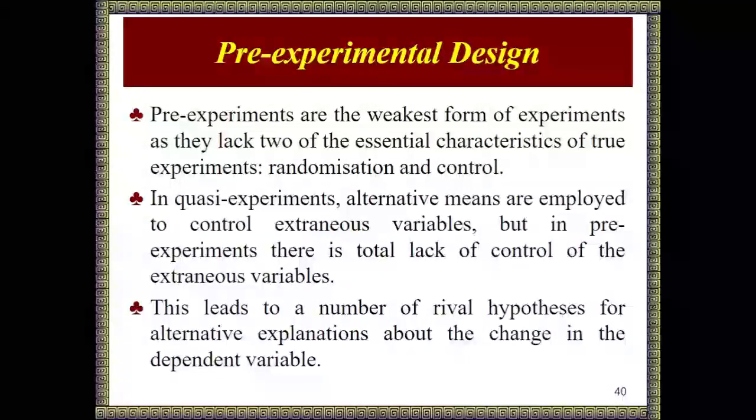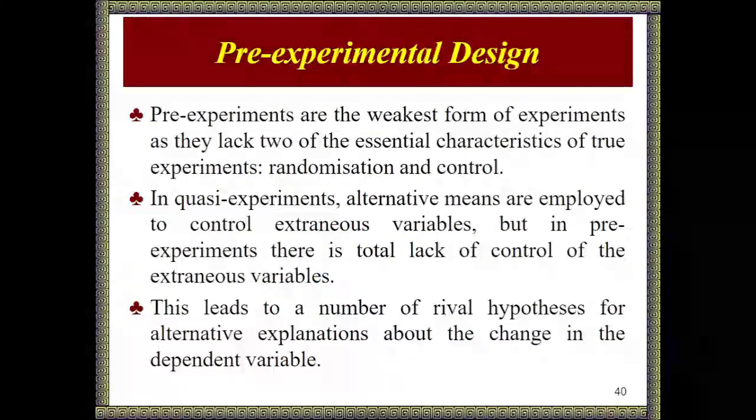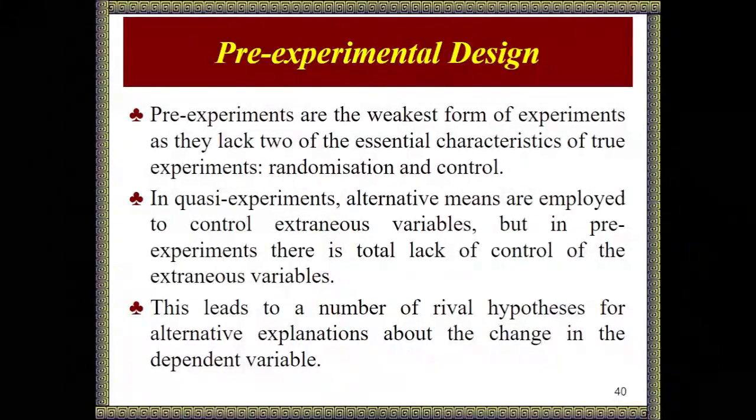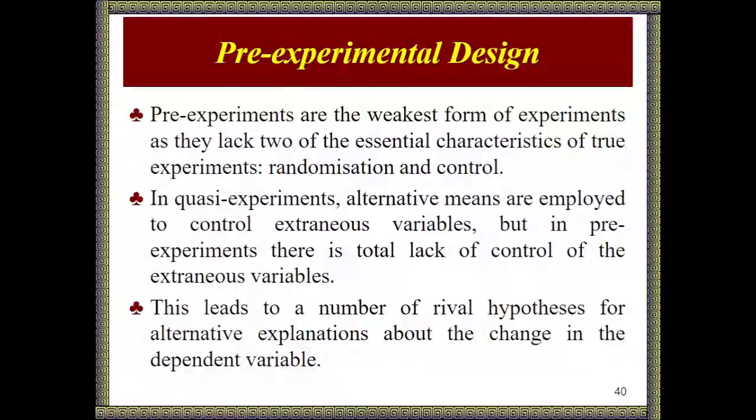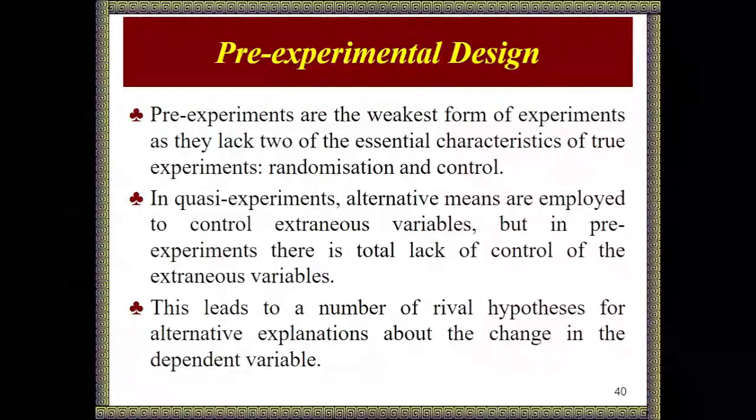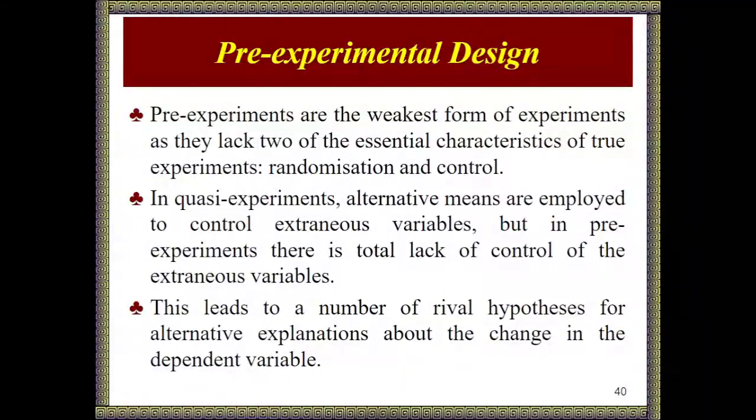So it is used when not too much accuracy is required. For example, we want to conduct a workshop and see the effect of the workshop. At that time there is no randomization and no control. We take the pre-test, give the workshop, and then ask for the post-test. So it is simple, and there is no control over the extraneous variables.